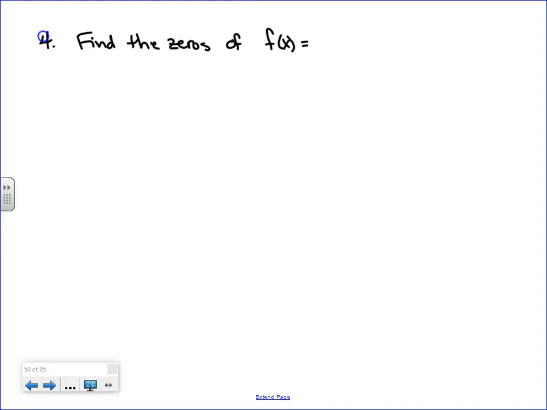F of x equals 2x square root of x squared minus 4x plus 3. Go. What if you were not allowed to use your calculator tomorrow? What? Oh, come on, you don't need it. For those of you that were cheating, go.